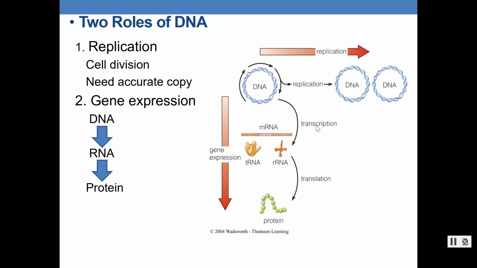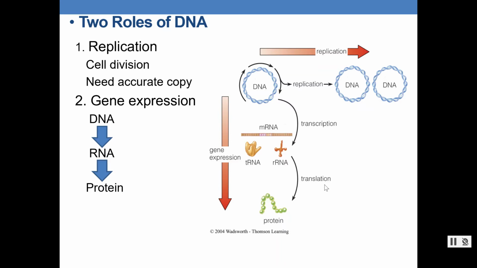How do you tell them apart? DNA to RNA, RNA to protein. DNA to RNA, transcription, has a C in it. Transcription has a C. Translation has an L in it. C comes before L, it's alphabetized. So transcription is DNA to RNA. Translation is RNA to protein.